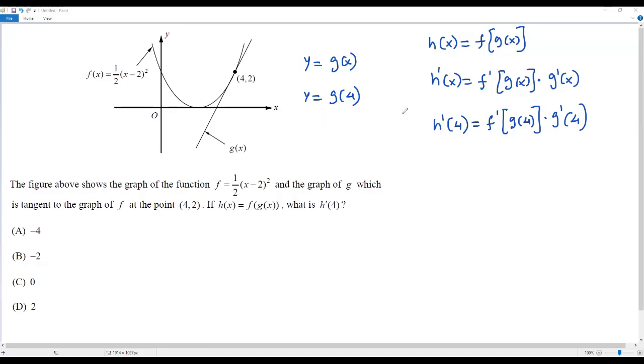Now let me plug in 2 for this g of 4 over here. Then I'm getting h prime of 4 equals f prime of 2, since the value of g of 4 is the y coordinate when x equals 4 on the graph of g.